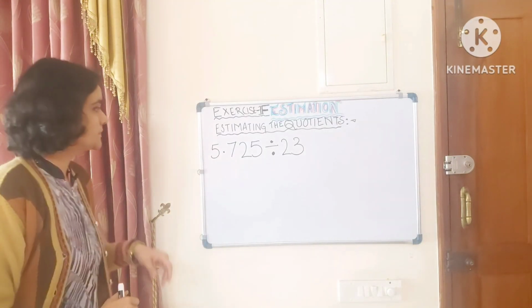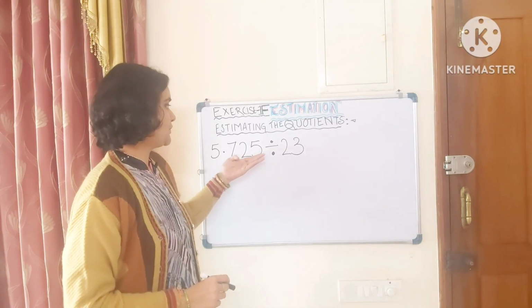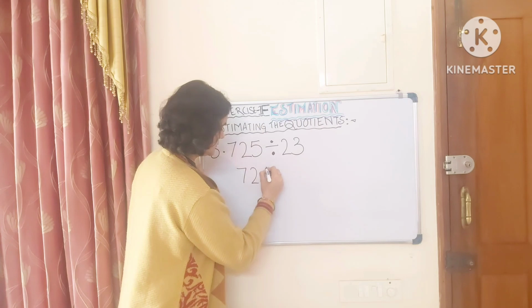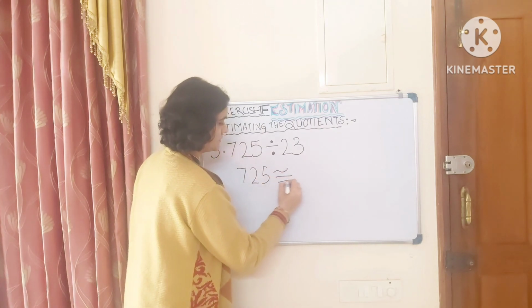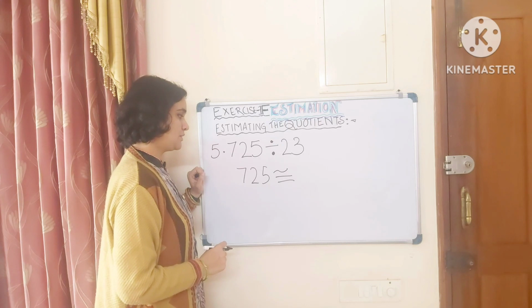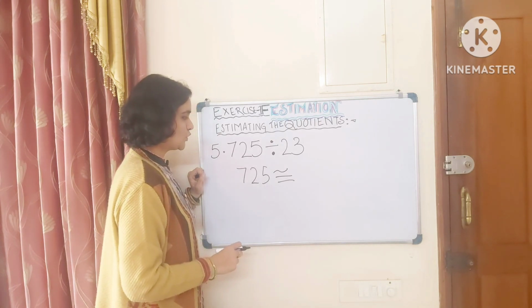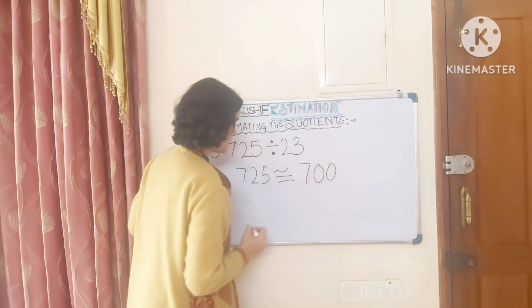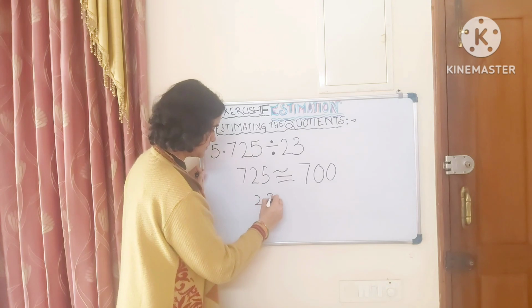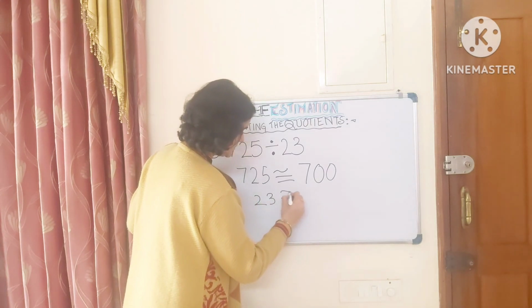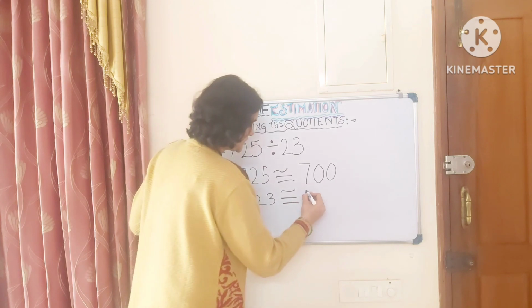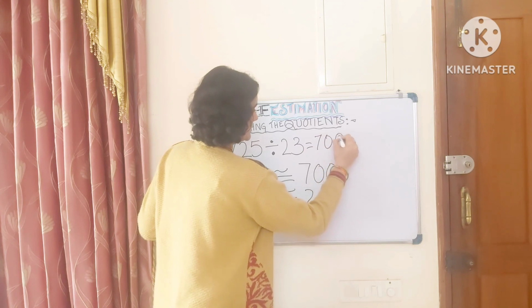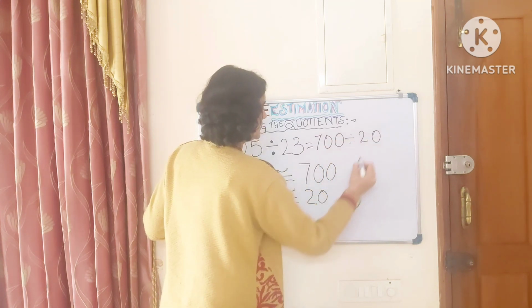Now question number 5 is asking us to divide 725 by 23. So first the estimation of 725. We need to see which number it will be closer to. Either I will go to 700 or 800. It is closer to 700. Now I have to do 23. If I have to estimate 23, is it closer to 20 or 30? Obviously 20. So this estimation becomes 700 divided by 20, right?